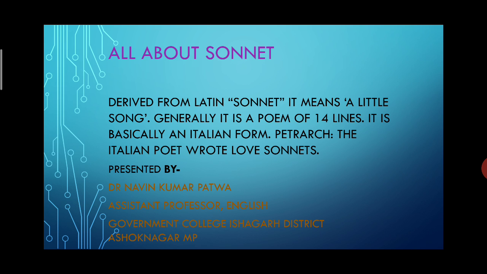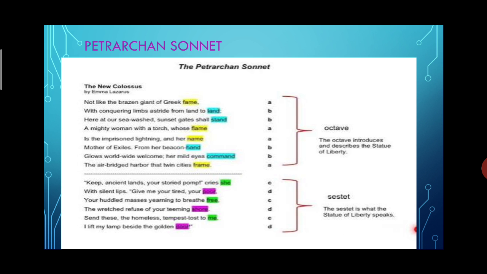So this is a Petrarchan sonnet. As you can see, there are two parts in the Petrarchan sonnet, an octave and a sestet. An octave is of 8 lines and a sestet is of 6 lines.